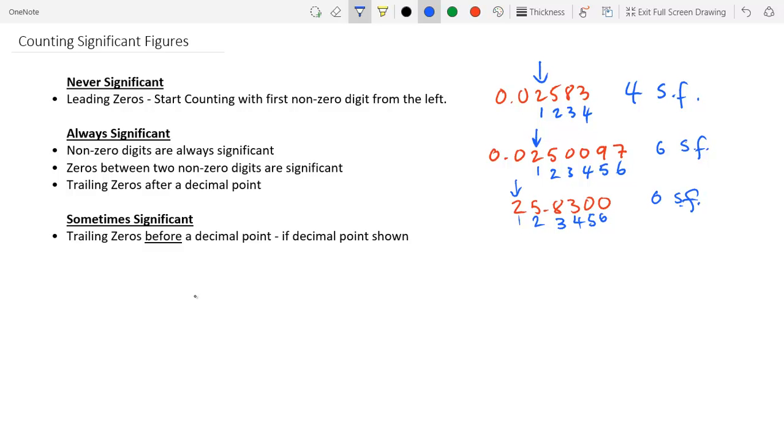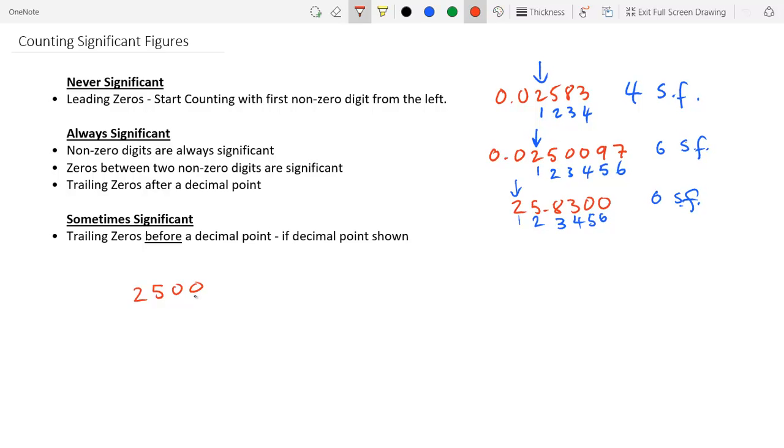Now the really tricky one is the trailing zeros before a decimal point. If the decimal point is shown, we consider these to be significant. Now this is not an absolute convention. Sometimes you end up with a period which can look like a decimal point, and it's hard to know whether or not the number of significant figures is to include that as a decimal point or whether it's a period. So you have to be careful here. It's best seen with a couple of examples.